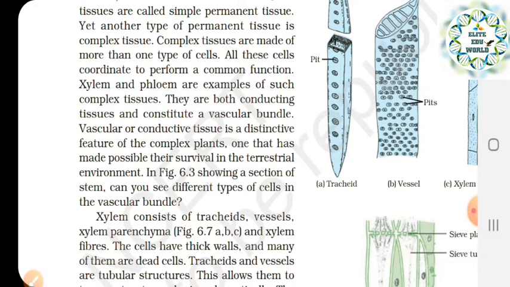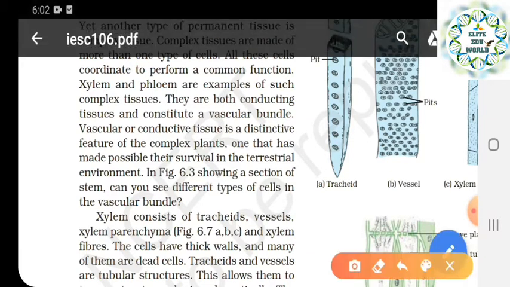And what are the examples of the complex type of tissue? Number 1 is xylem and number 2 is phloem. So these are the examples of complex tissue, as we have discussed before in our lower classes also. What is xylem, what is phloem? The function of the xylem is to provide water from the roots of the plant up to the tip of the plant. So that is the function of xylem.